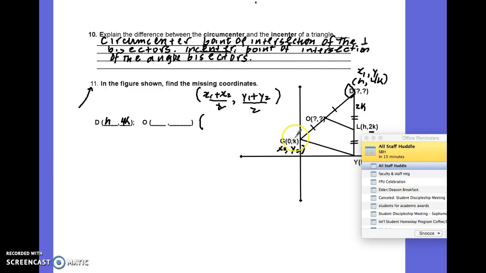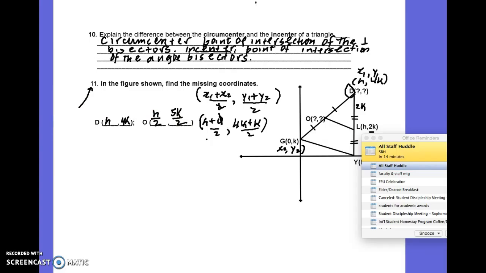Okay, having identified those, x1 plus x2 is simply going to be h plus 0 divided by 2, and y1 plus y2 will be 4k plus k divided by 2. So the 0 doesn't add anything, so it's going to be h over 2 for the x coordinate, and 4k plus k will give us how many k's? 5k over 2. All right? So that will take care of that one.